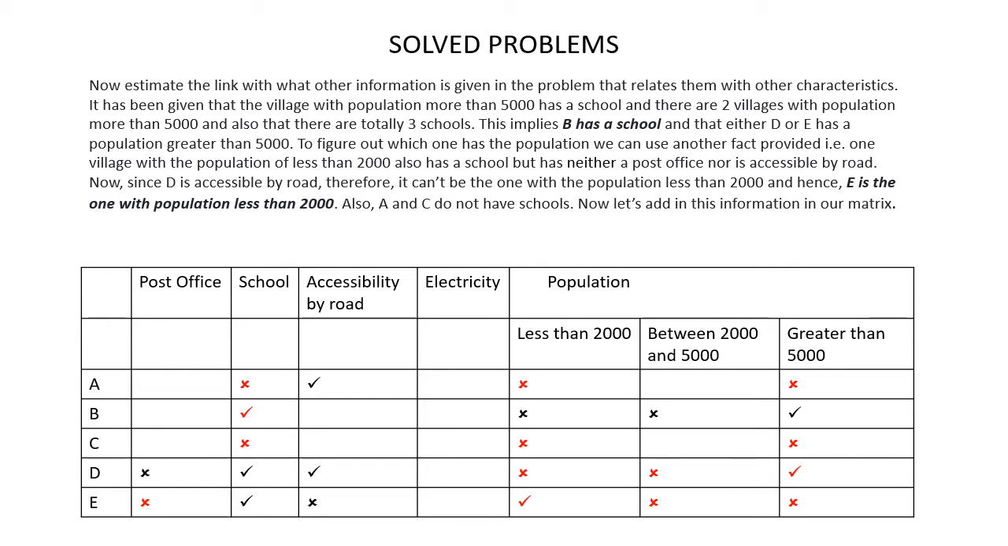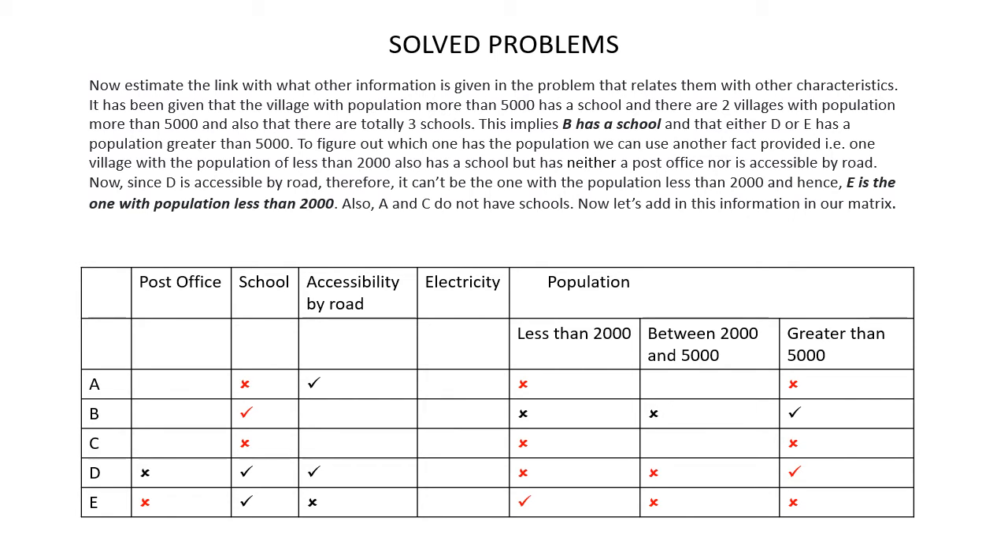Now we know that village B, D and E have schools. So if B has a population greater than 5,000, then either D or E should have a population greater than 5,000, because it's been given that there are two villages with population more than 5,000. But now we do not know whether it is village D or village E which has a population greater than 5,000.